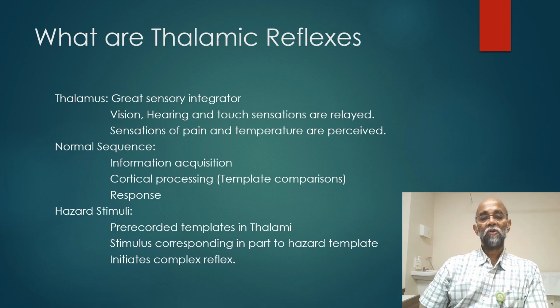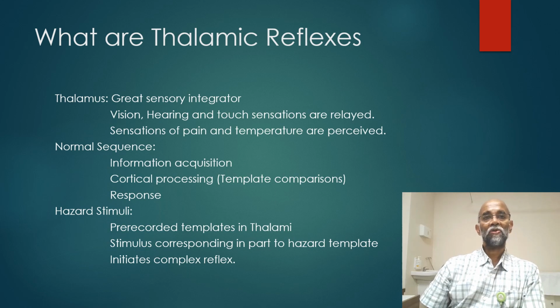How do we normally respond to a hazard sequence? The information reaches the cortex. The cortex processes the information and decides on an appropriate response. However, in a hazard situation, the luxury of cortical rationalization or cortical evaluation of a threat may be detrimental. So, at the level of the thalamus, a certain sequence of movements or protective maneuvers is initiated.